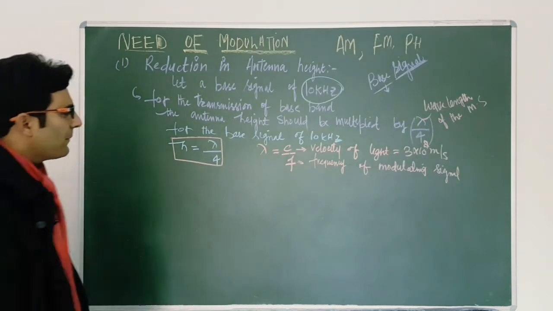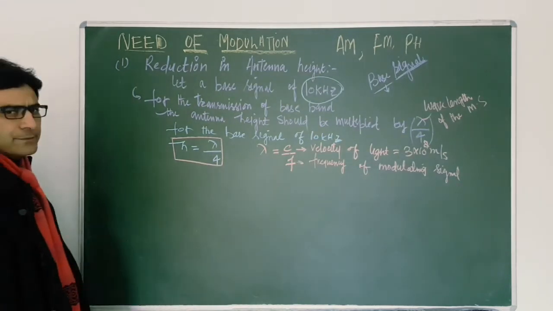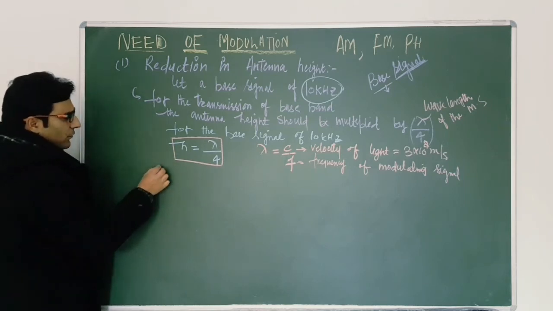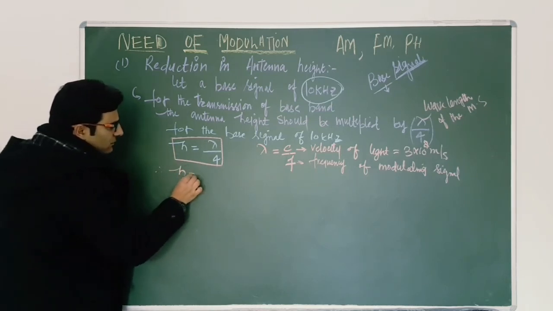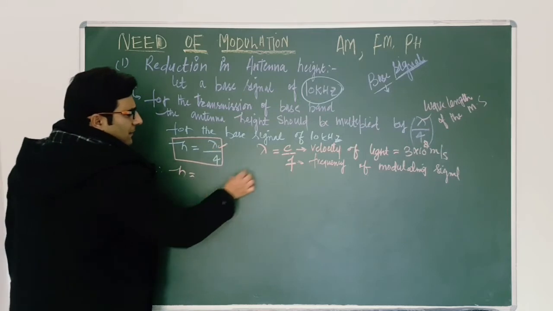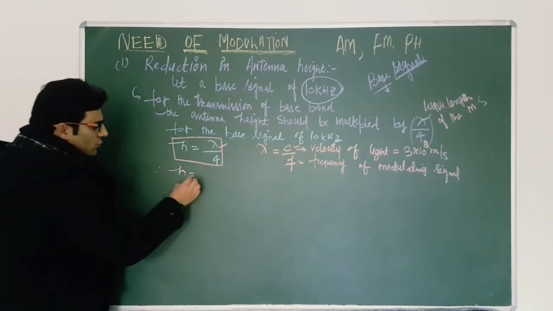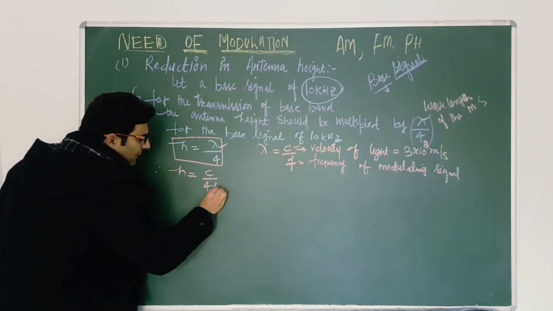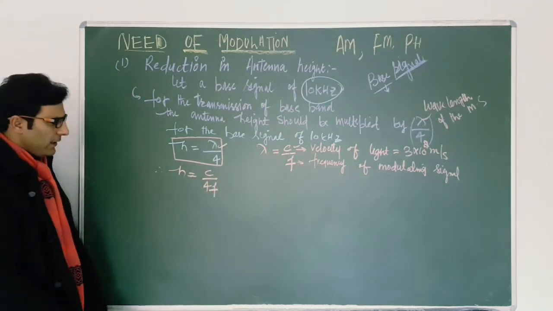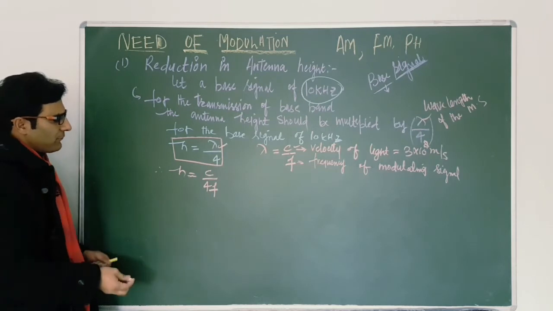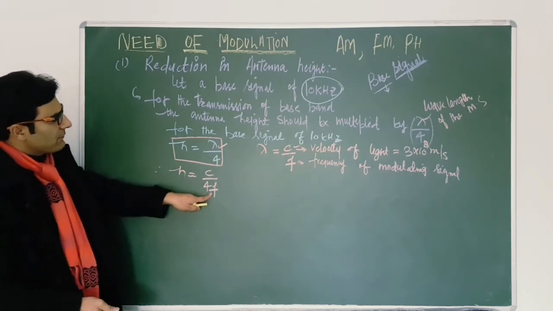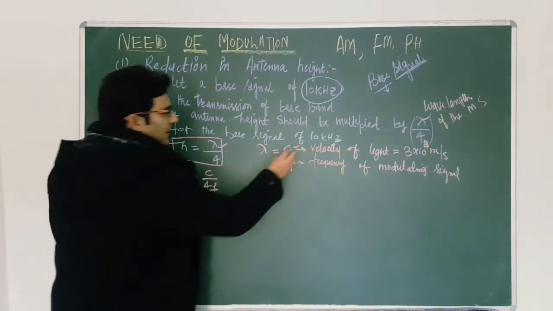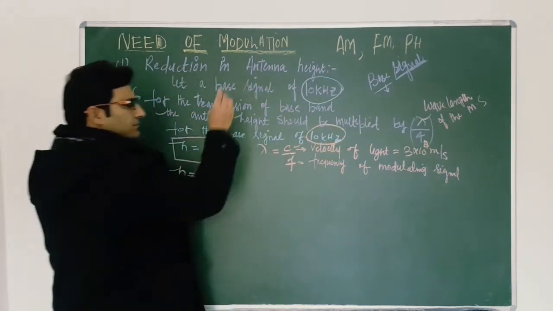Okay. If lambda is equal to c upon f, then h is equal to lambda upon 4. Lambda की जगह हम क्या करेंगे? Put c upon f. So it will become h is equal to c upon 4f. Okay. So we will put the values in c upon 4f. F is our modulating frequency, and that modulating frequency is how much? That is here, 10 kilohertz.